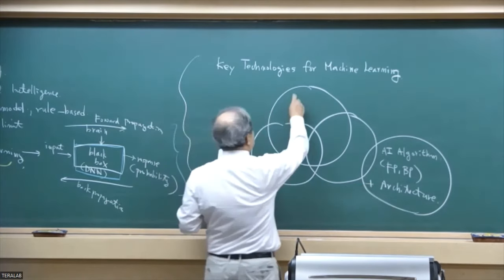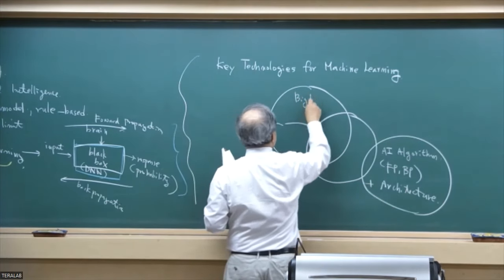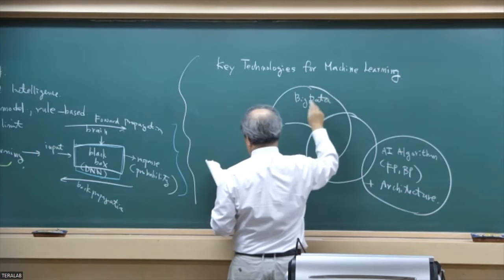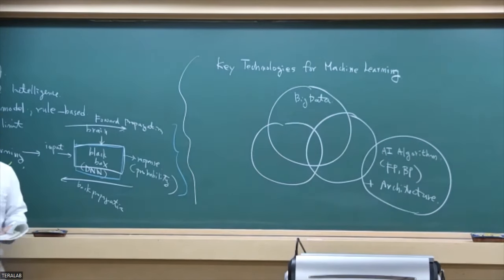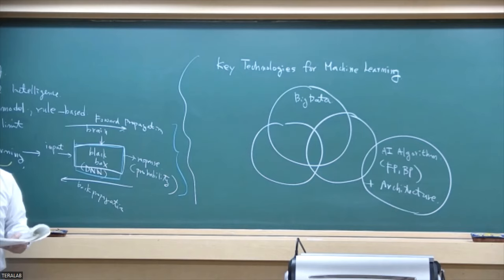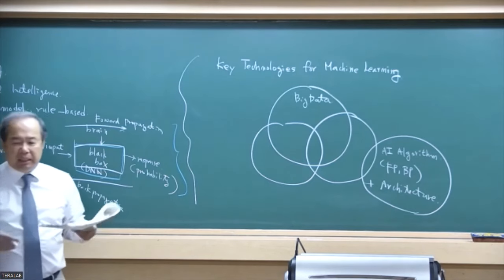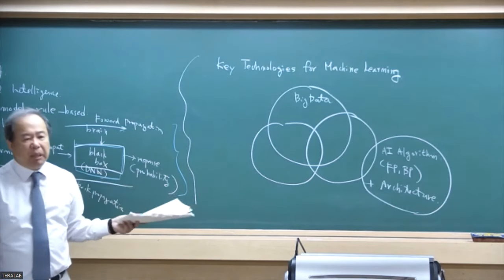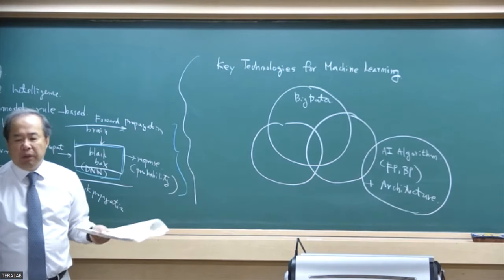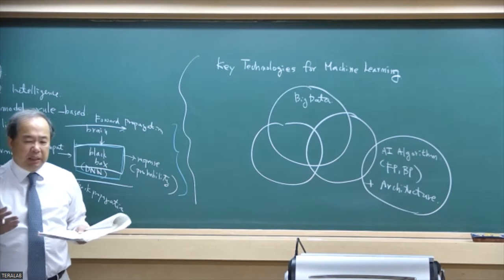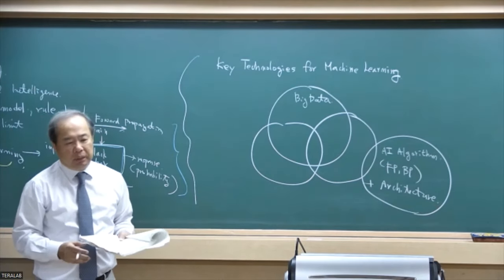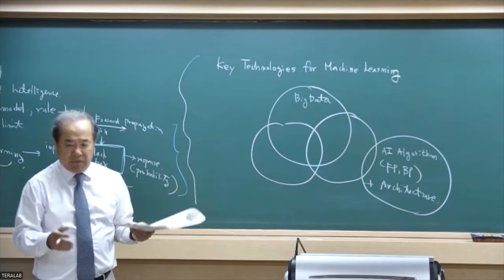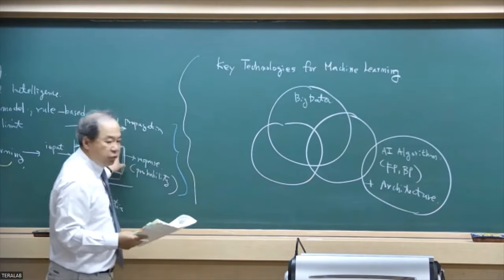Second part is big data. Because we are using smartphones and automotive vehicles, self-driving cars, we are generating CCTV, smartphone camera, and YouTube data. We are generating a lot of data, and somebody will take those data and save them for AI training.